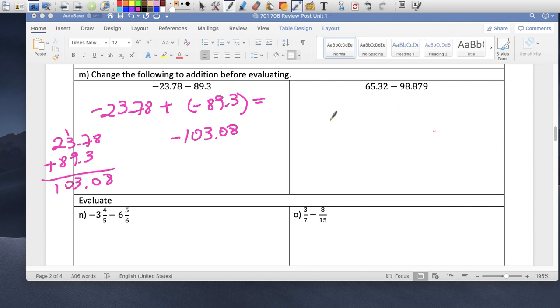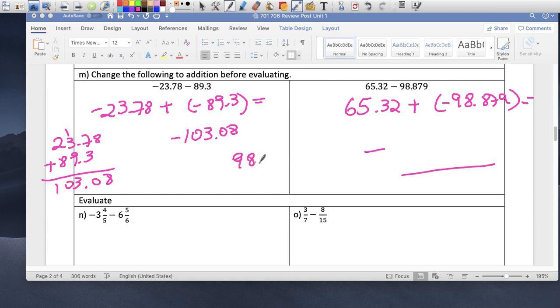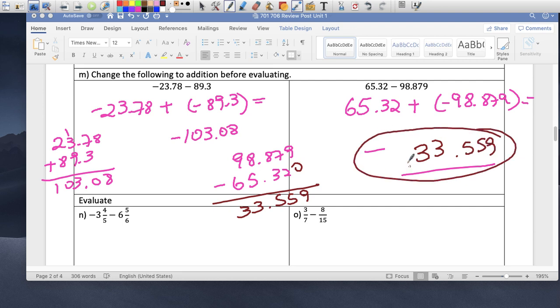On this side, again, 65.32 stays, change to addition, and then the additive inverse, negative 98.879. Who's going to win? My negatives are going to win, so let's find what the answer is. We're going to do 98.879 minus 65.32. I'm going to add a 0 here as a placeholder. Subtract. So the final answer is going to be 33.559, but negative.